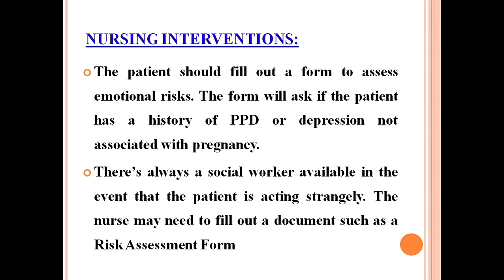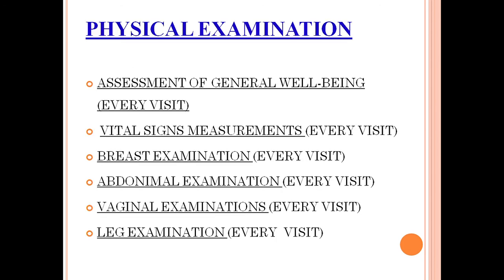For nursing intervention, the patient should fill out a form to assess emotional risk. The form will ask if the patient has a history of PPD or depression not associated with pregnancy. There is always a social worker available in the event that the patient is acting strangely. The nurse may need to fill out a document such as a risk assessment form.